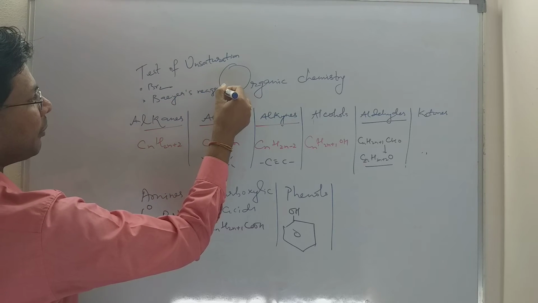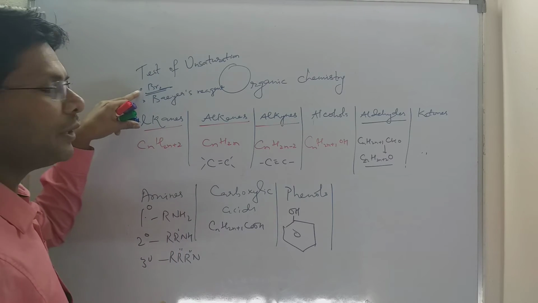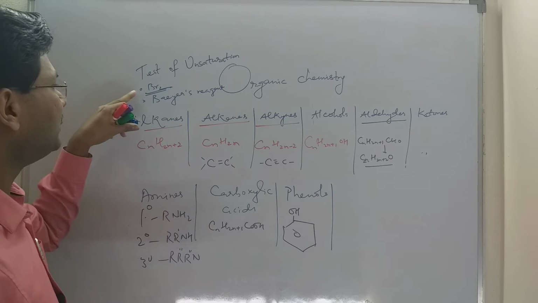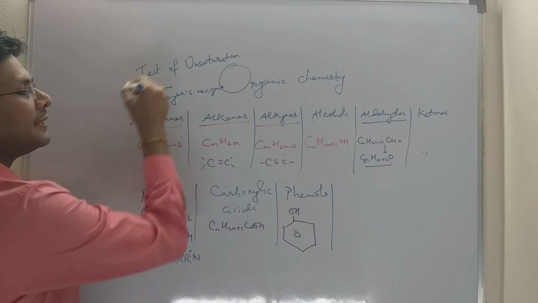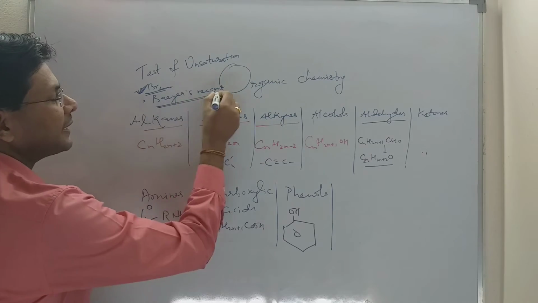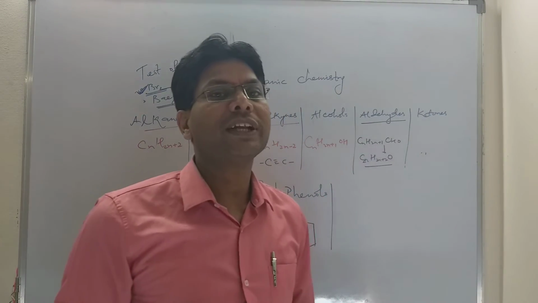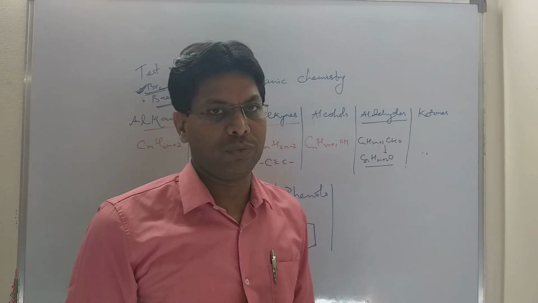So this you have to remember. The unsaturated compound decolorizes bromine water. This is not given by benzene. So this decolorizes the reddish brown color of bromine. And Bayer's reagent test. What is Bayer's reagent? They can ask you what is Bayer's reagent. Bayer's reagent is 1% alkaline KMnO4.